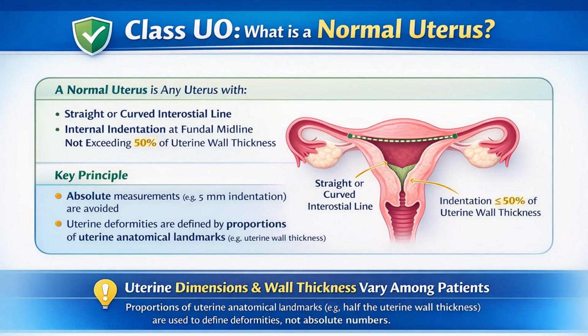Class U0 incorporates all cases with a normal uterus. A normal uterus is any uterus with a straight or curved interostial line, and an internal indentation at the fundal midline not exceeding 50% of uterine wall thickness. Key principle: absolute measurements, for example 5 mm indentations, are avoided. Uterine deformities are defined by proportions of uterine anatomical landmarks.